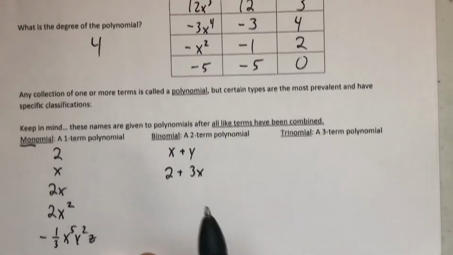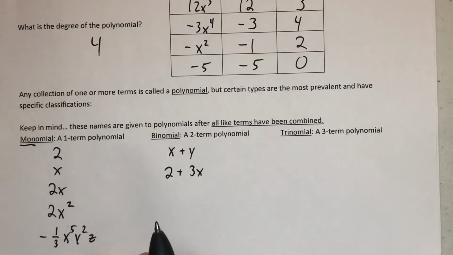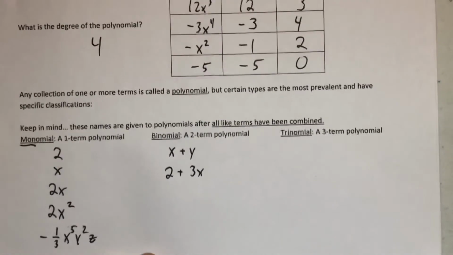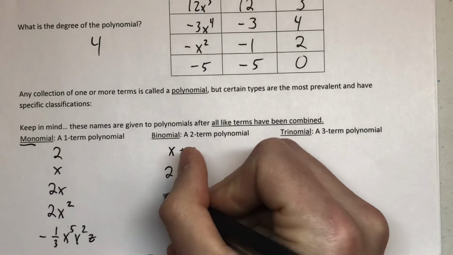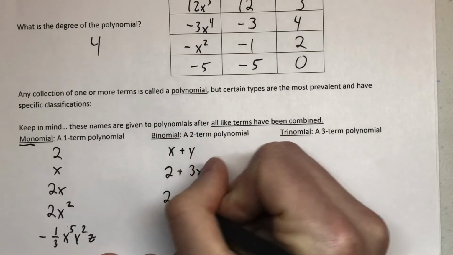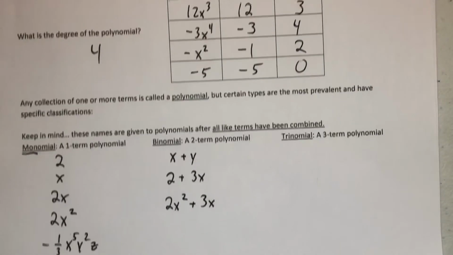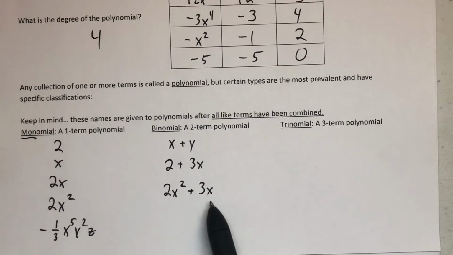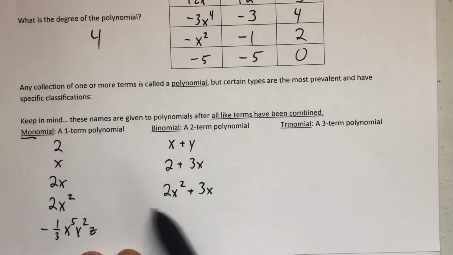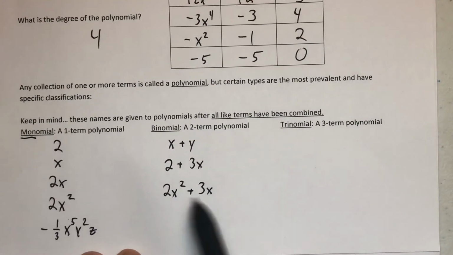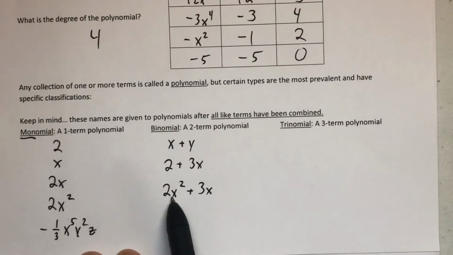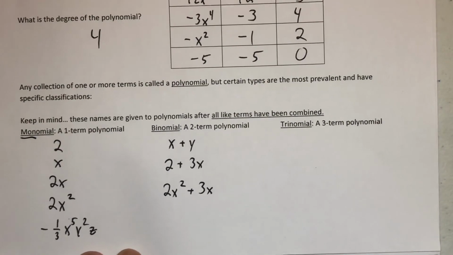But going back to that idea of the same variable and exponent for things to be like terms, like we discussed a bit in chapter 2, we learned that if I had, say, 2x squared plus 3x, even though those both have an x in them, we would call one an x term and one an x squared term. So even those two terms are not like terms. They have to have the exact same variable and exponent on that variable to be like terms. So those are some examples of binomials.